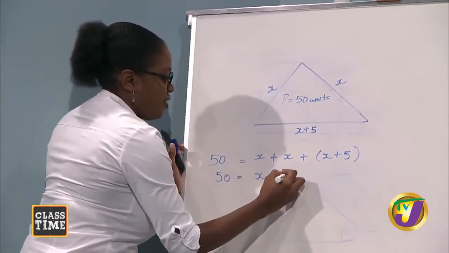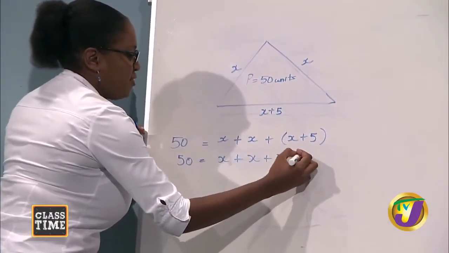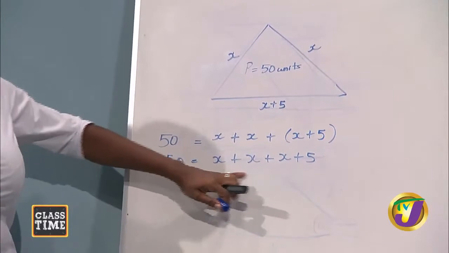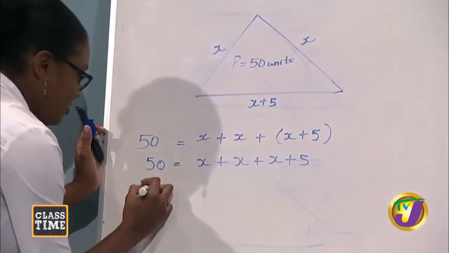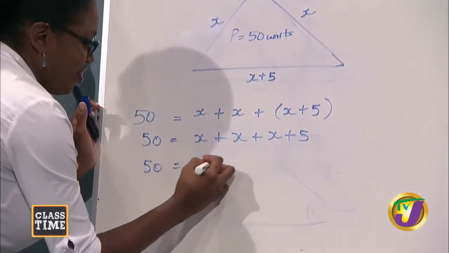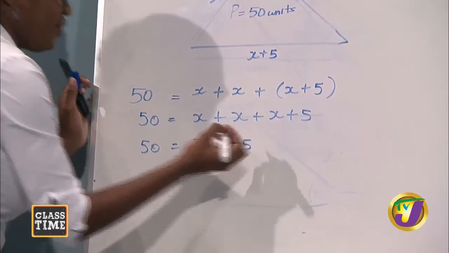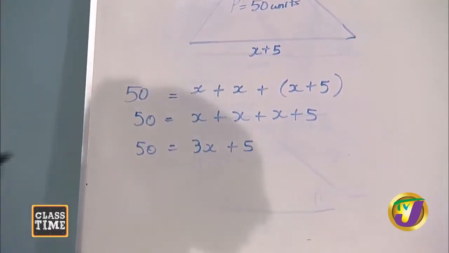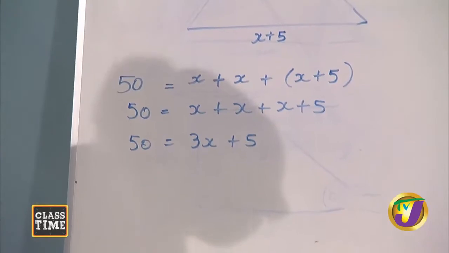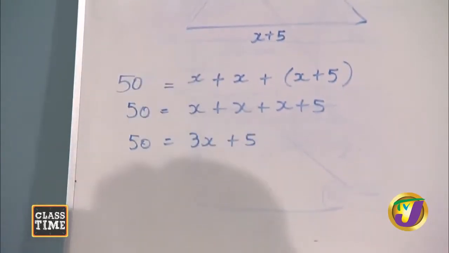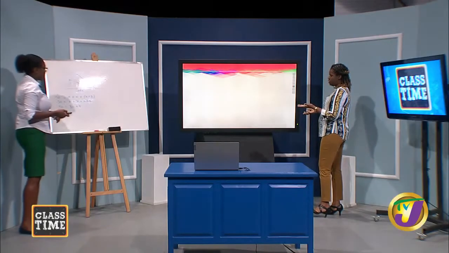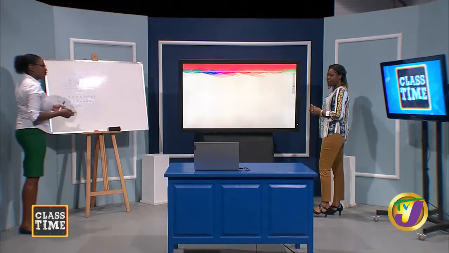So we'd have, all right, so I'm giving myself a lot of work here. I'm seeing 3 x's. So 3x + 50 is equal to 3x + 5. And this one is solving a simple linear equation. All right, so we'd just do some inverse operation, subtract 5 from both sides.